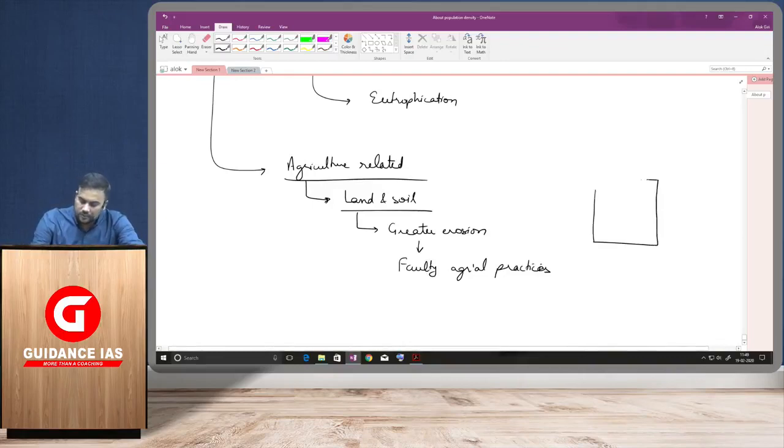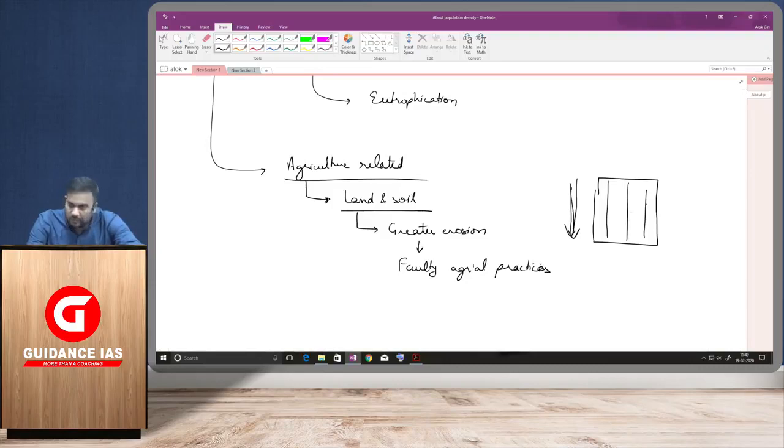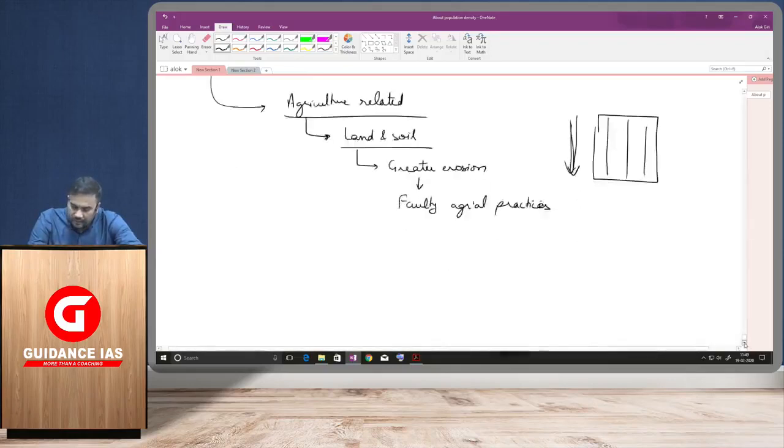Like for example, one very common thing you will find in more humid areas: if the regional slope is in this direction, farmers would plow their field in the same direction. Why is it being done? To ensure that the extra water drains off and the field is not waterlogged. Okay? But what will be the problem that would arise? It would become the cause of soil erosion.